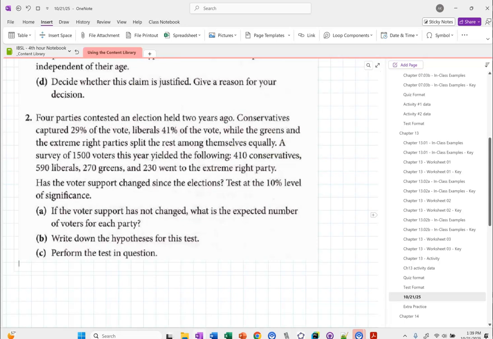The probability of it happening times the number of attempts you get. You don't have to do it for all of them, do you? I did do it for all of them. We just talked through how to do it for the conservatives, liberals, greens, and far right. Yeah, but you said you don't do anything with the 270. Those are the observed counts.